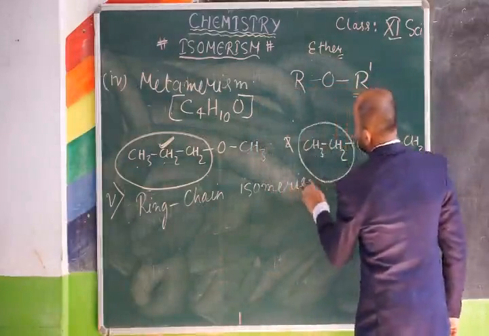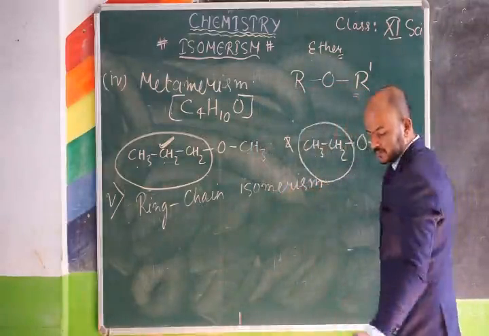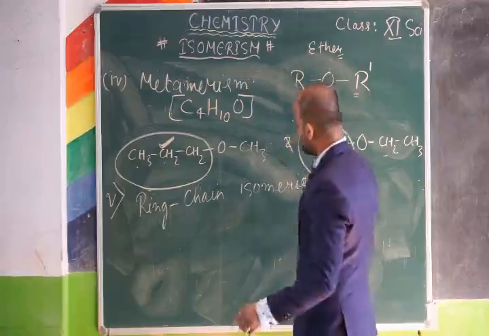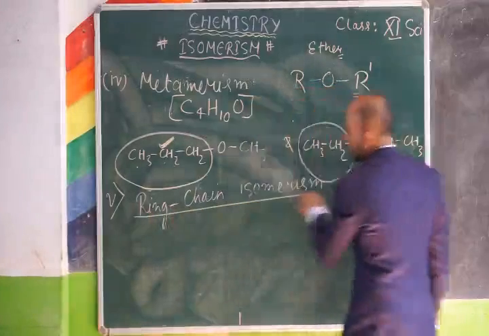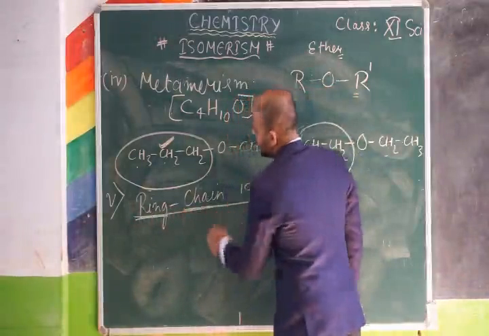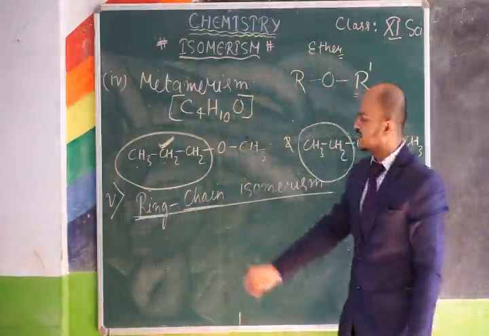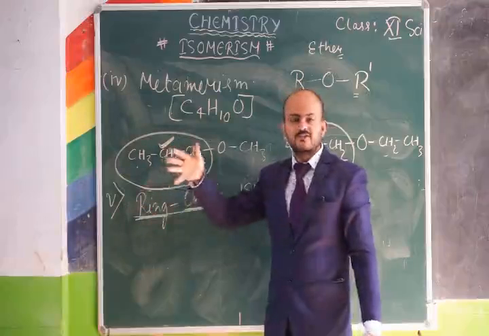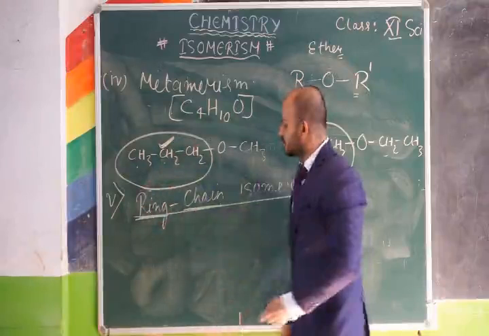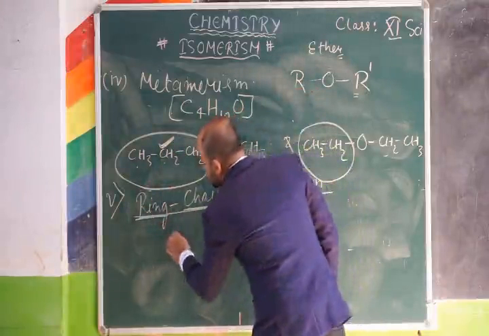Isomerism. Now in this ring chain isomerism, this topic itself tells us what type of isomers there are. One will be staying in the ring form, the other one will be staying in the chain form. So let's take an example.